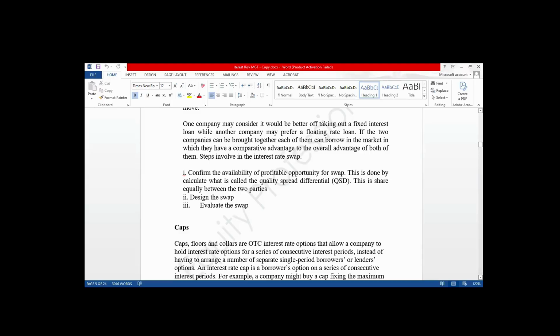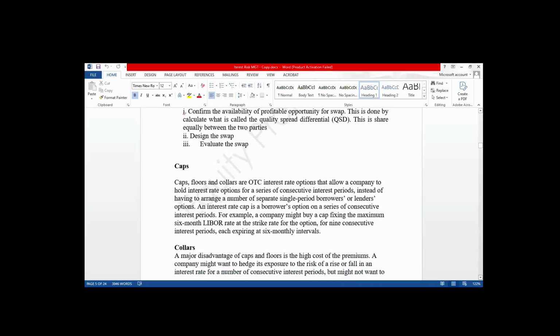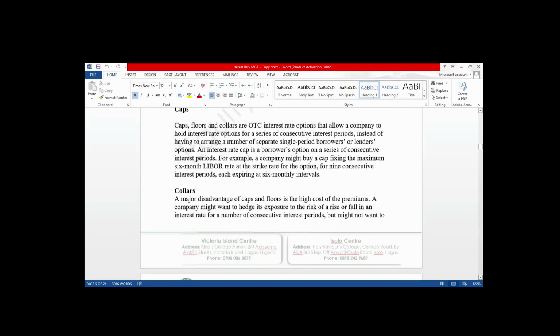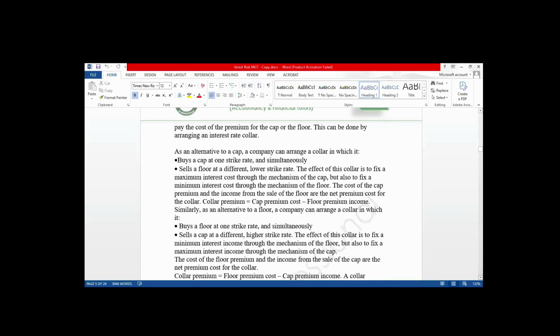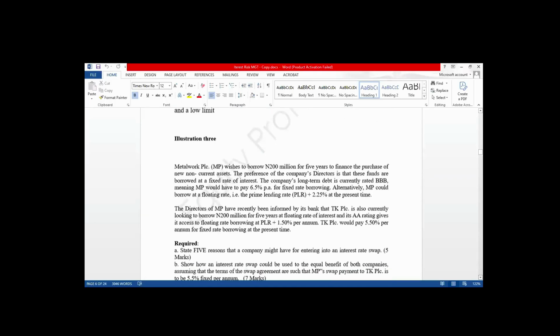When you are done with step 1, then you need to design the swap. Then evaluate your hedge results.